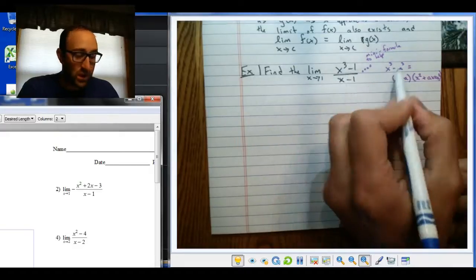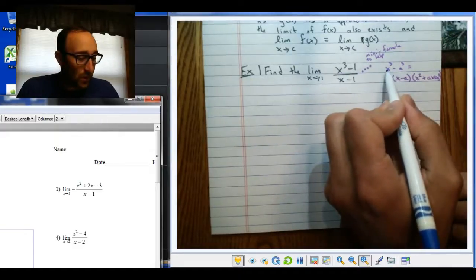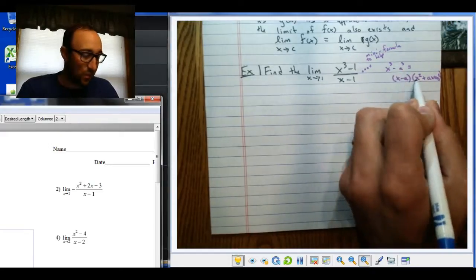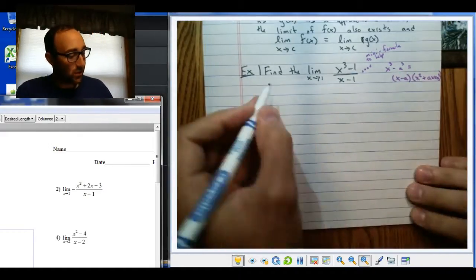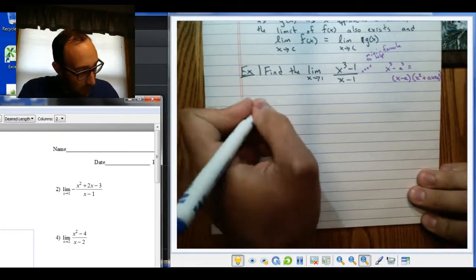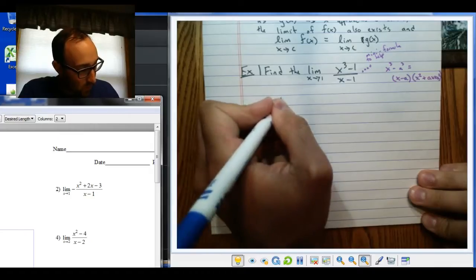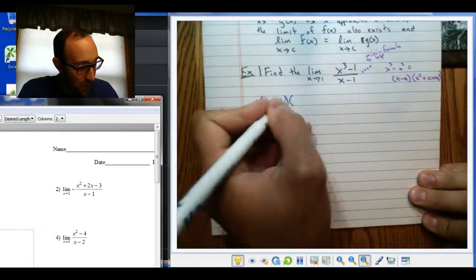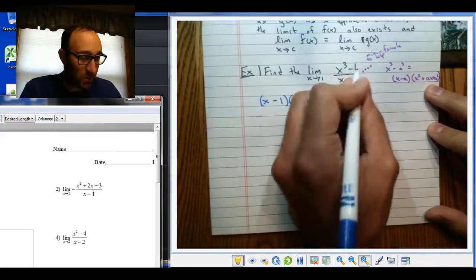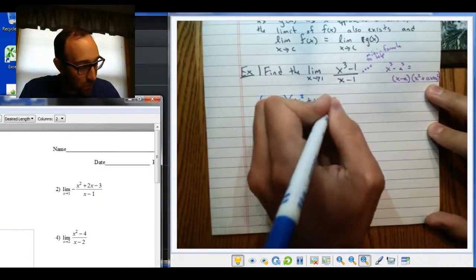x cubed minus 1 is actually a difference of cubes. So we have x cubed minus a cubed is the same as x minus a, parentheses, x squared plus ax plus a squared. So I can rewrite x cubed minus 1 as x minus 1, parentheses, x squared plus ax, so that's 1x, plus a squared, which is 1.